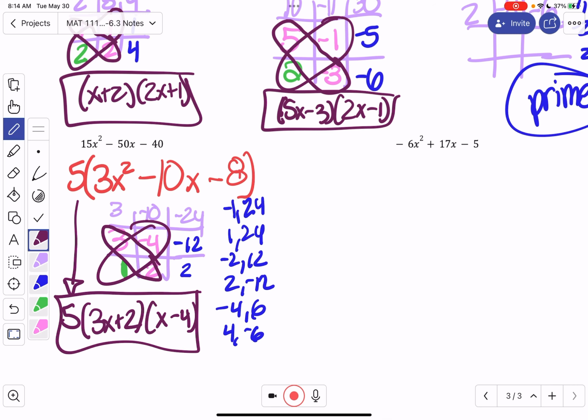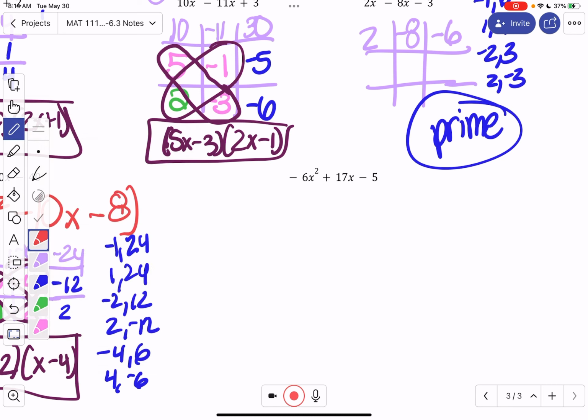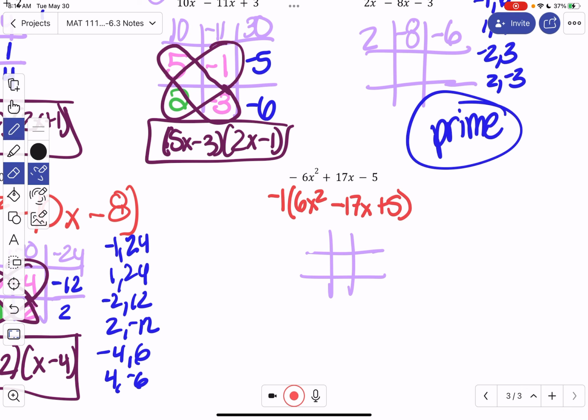All right, what's different about this last one? Well, it starts with a negative. Now, you can tic-tac-toe it with the negative there, but then you're paying attention to negative signs through the whole thing. So instead, I take out a greatest common factor of -1, and that just changes the sign of everything. So this becomes positive, B becomes negative, C becomes positive. Now I tic-tac-toe with what I'm used to.